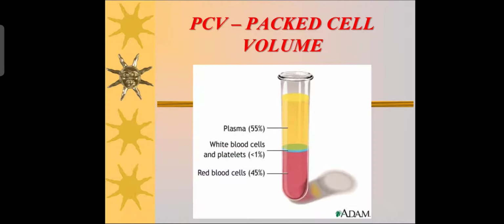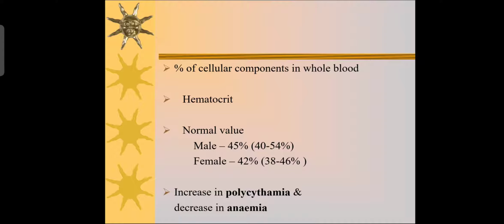So today we discuss the packed cell volume and ESR. Packed cell volume, it is a PCV. Packed cell volume is the amount of red cell concentration in the blood. So the percentage of cellular components in the whole blood is also known as hematocrit.